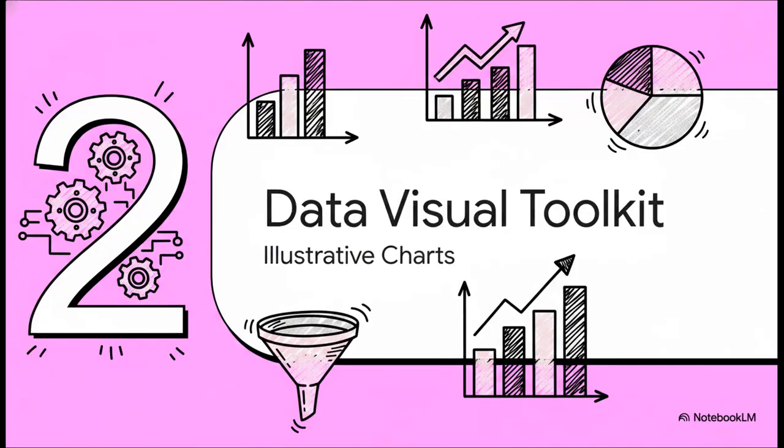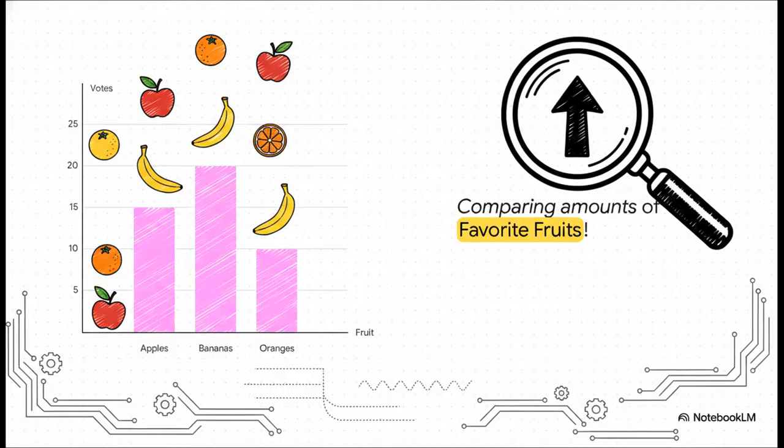Part 2. Your data visual toolkit. Now, the foundational tool in this kit is the classic bar graph. We use these constantly to compare discrete amounts, like mapping out people's favorite fruits. The rule here is universally understood. Taller bars equal higher values. If you want to know which item is the clear favorite, you don't need to count every single vote. It makes identifying volume patterns completely effortless.